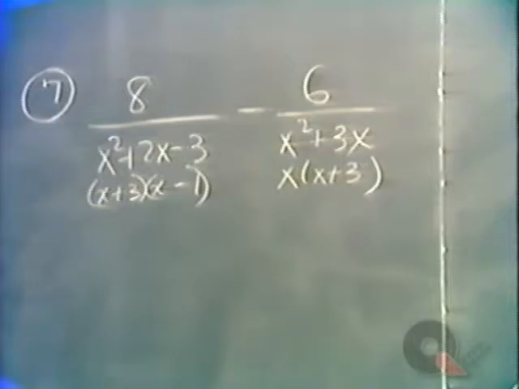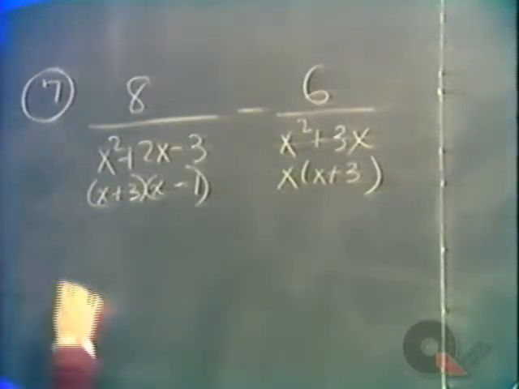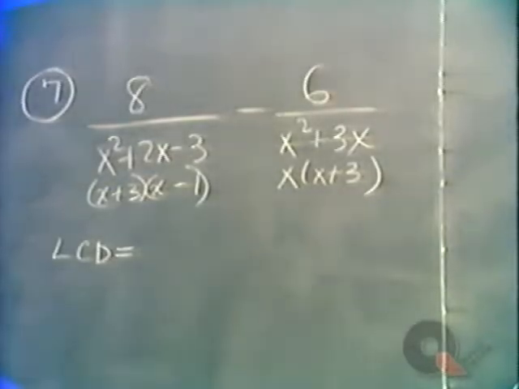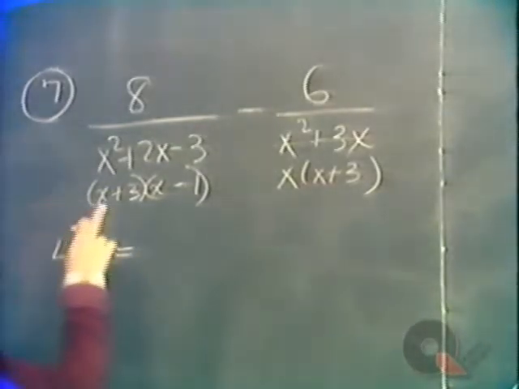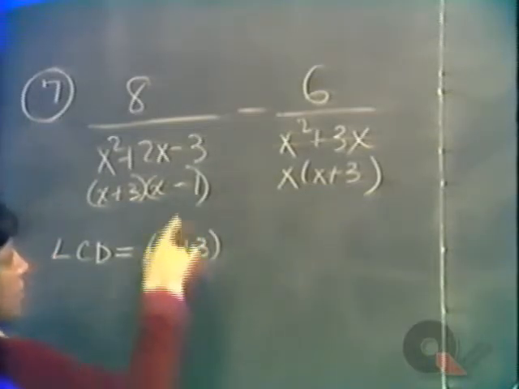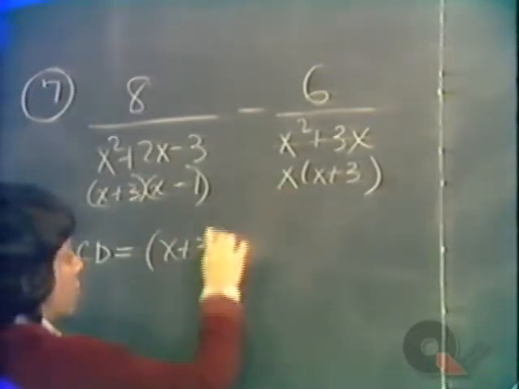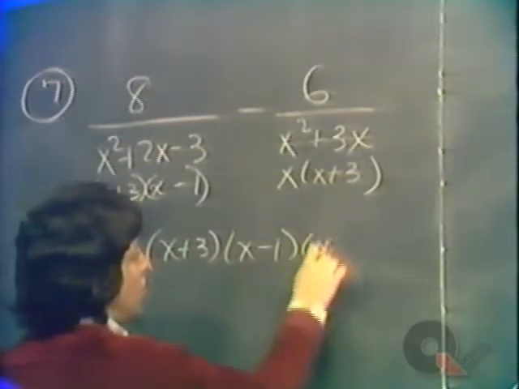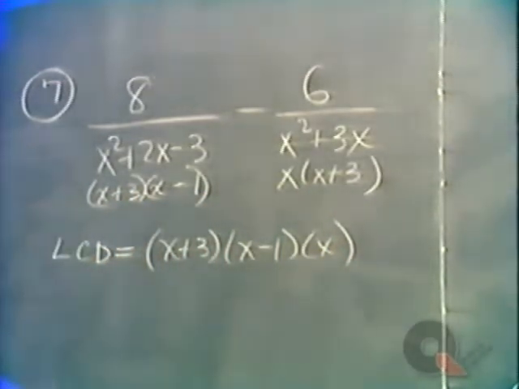Okay, you don't take the product of the denominators. All we're going to do for the LCD is take each factor the greatest number of times it appears in any one denominator. X plus 3 appears once here and once here, so you only need it once. X minus 1 appears once and no time, so you need it once. And x does not appear here, appears here once, so you need that. So the LCD is x times x plus 3 times x minus 1.